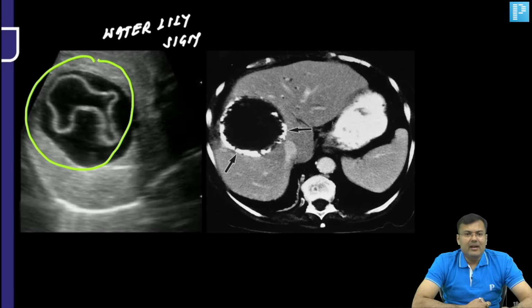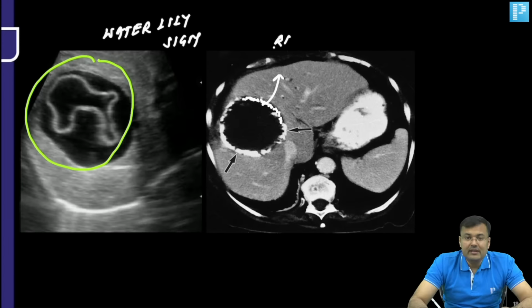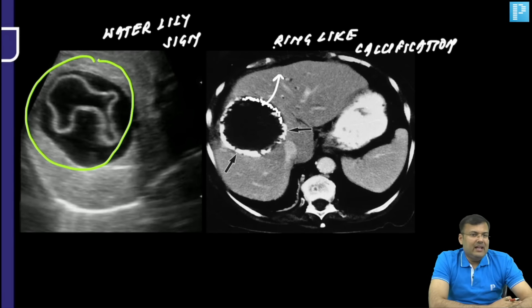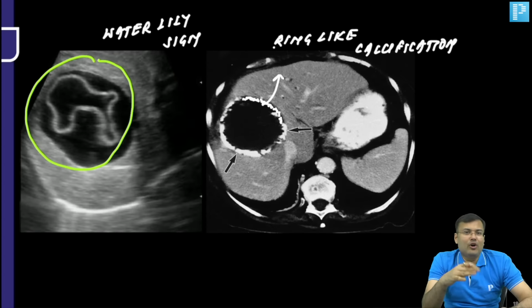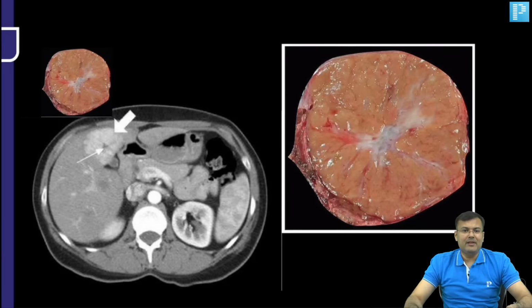Water lily sign. Here you can notice that there is ring like calcification on CT, and this ring like calcification again is seen in hydatid cyst. So, I am telling you, on ultrasound there is cyst within cyst appearance, also known as rosette appearance. On CT there is ring like calcification, it is seen in hydatid cyst. Okay, very good, clear.